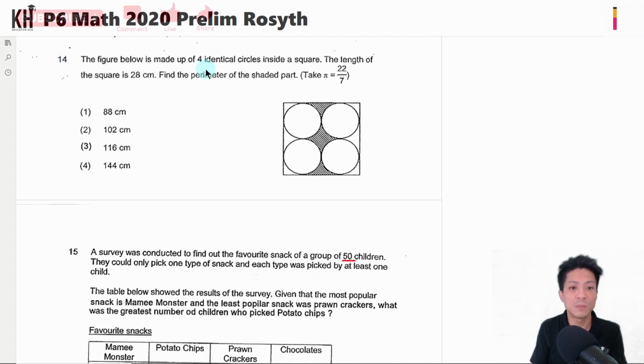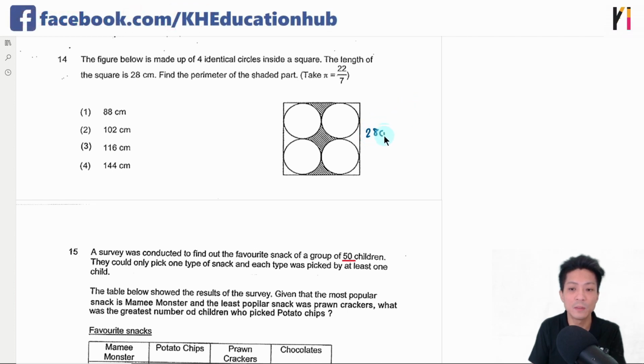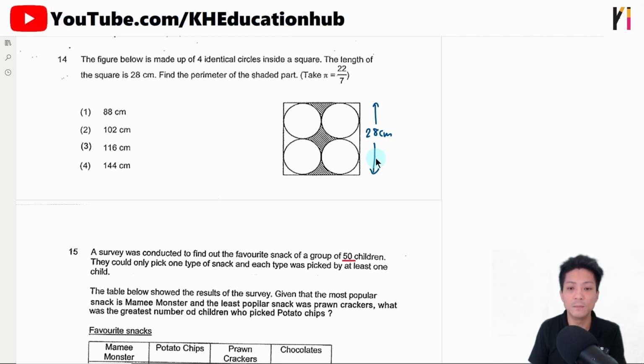Question 14, the figure below is made up of 4 identical circles, 1, 2, 3, 4, inside a square. The length of the square is 28 cm. Find the perimeter of the shaded part. Take pi to be 22/7.